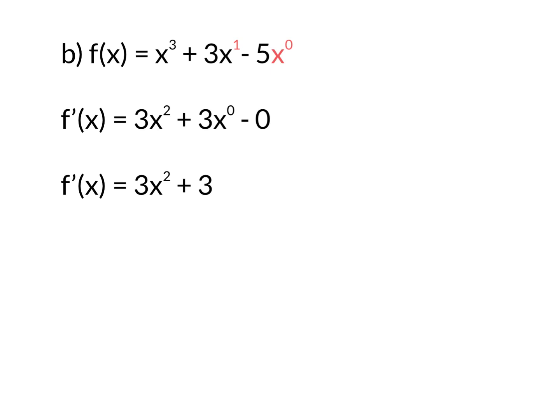For the 3x, we bring the 1 down the front, and 1 times 3 is 3, and we lower our power by 1, which becomes x to the 0. With the 5 on the end, if x had a power of 0, we'd bring that 0 down the front, and 0 times anything just becomes 0. So anytime we see a constant or a number by itself, when we differentiate it, it will always turn to 0. Simplifying this, f dash of x now equals 3x squared plus 3.